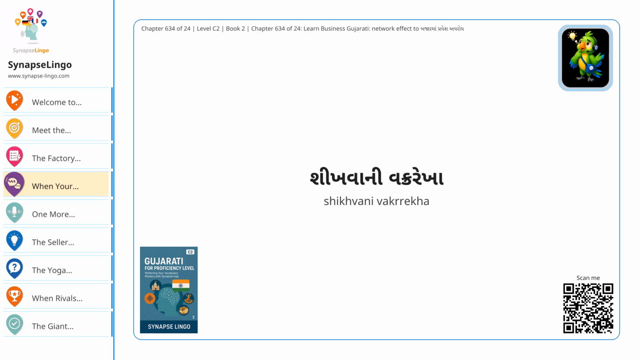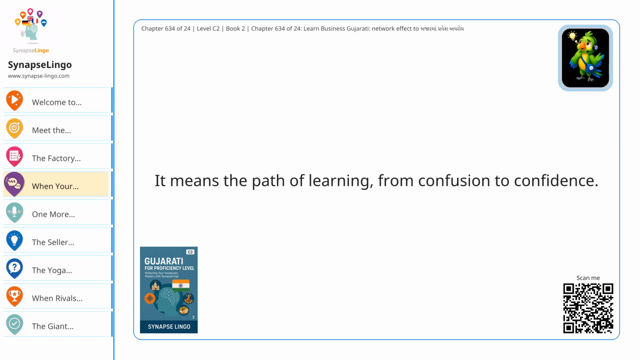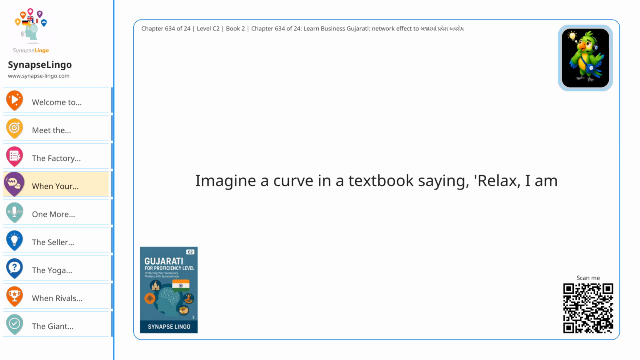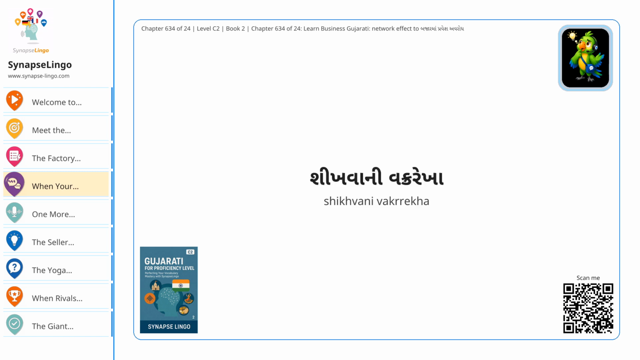શીખવાની વક્રરેખા. Say it slowly. શીખવાની વક્રરેખા. It means the path of learning, from confusion to confidence. Imagine a curve in a textbook saying, relax, I am શીખવાની વક્રરેખા. Not a roller coaster.